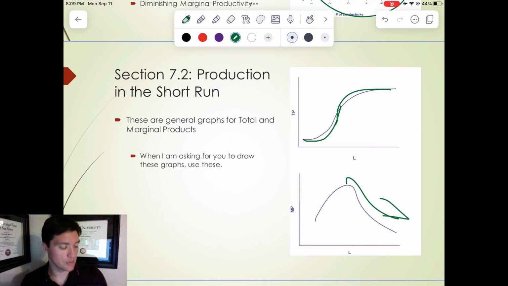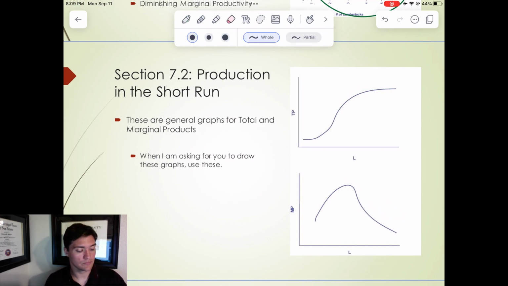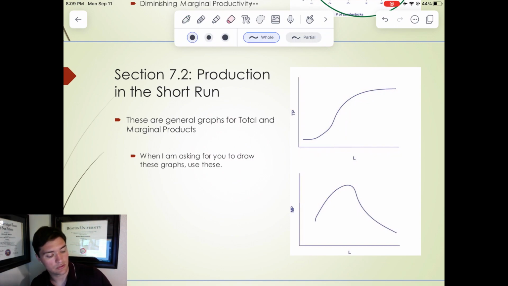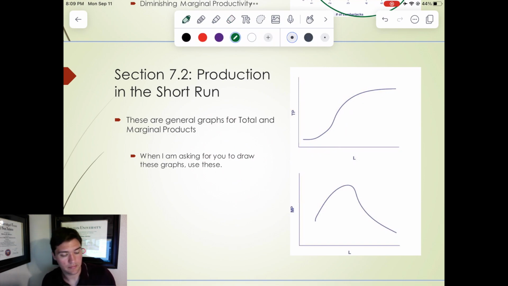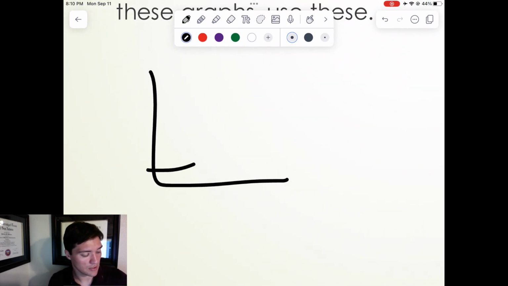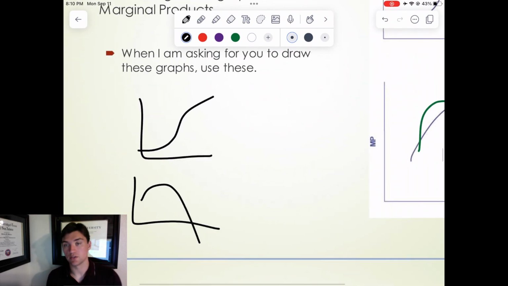Okay. So that is what we're looking for on the short run production function. If I were to ask you to draw these graphs, this is what I'm looking for. I'm looking for the total to be increasing, right, and then leveling off. So it goes up and then levels off. And then for the marginal product, right, it should look like this. It should go up and down. That's all it should be, okay? So I'll draw them right now for you. Okay, total should go like that, and then the marginal should go like that. Okay? That's the way it should be.